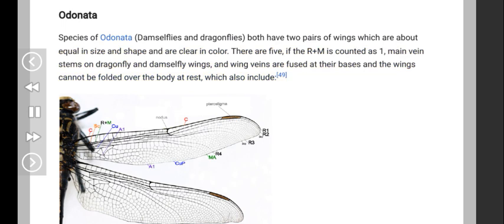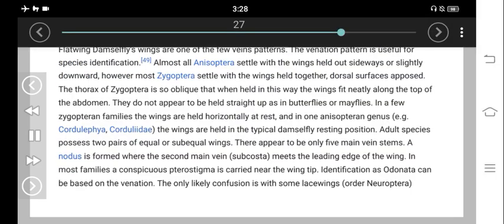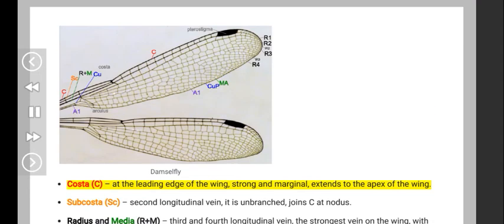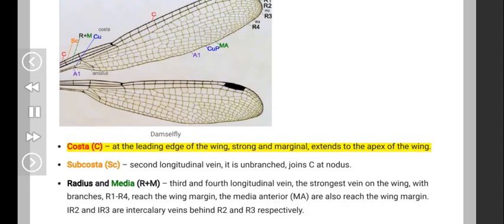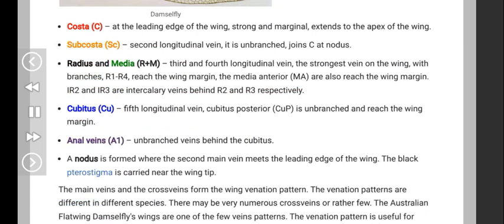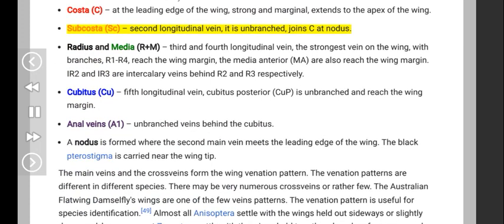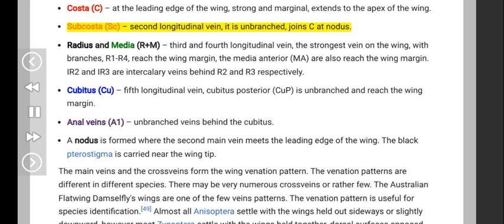Costa C, at the leading edge of the wing, strong and marginal, extends to the apex of the wing. Subcosta SC, the second longitudinal vein, is unbranched and joins C at the nodus. Radius and media R plus M, the third and fourth longitudinal veins, are the strongest veins on the wing, with branches R1 to R4 reaching the wing margin. The media anterior MA also reaches the wing margin. IR2 and IR3 are intercalary veins behind R2 and R3 respectively.